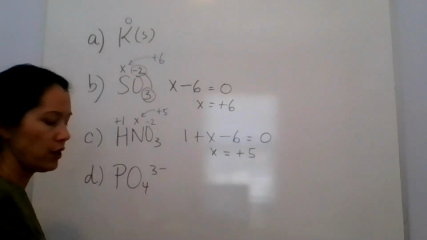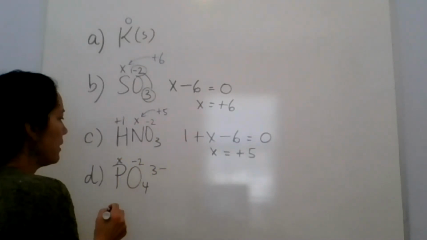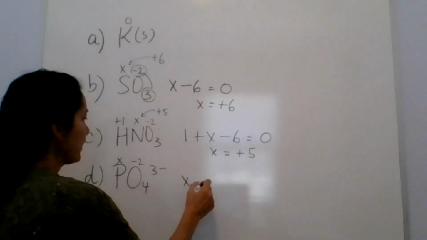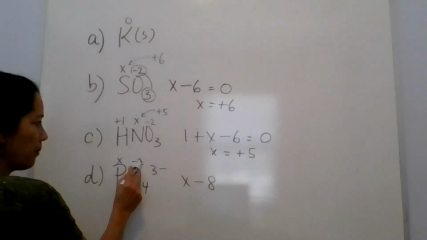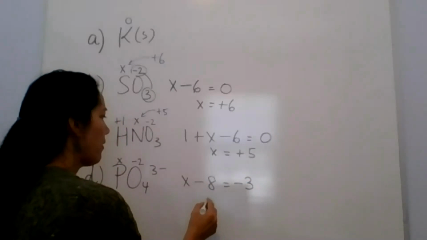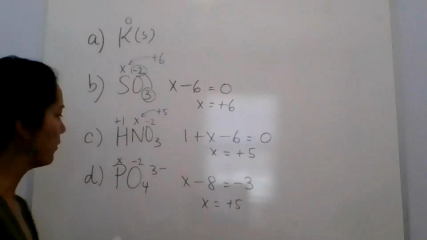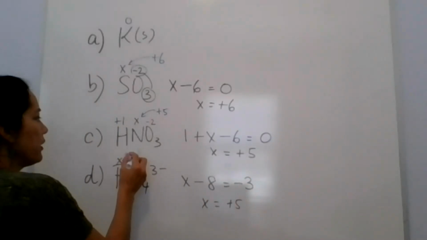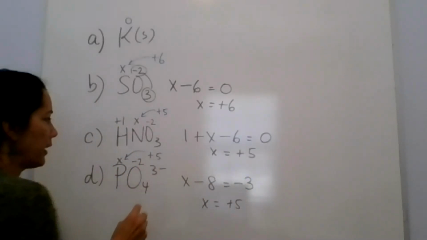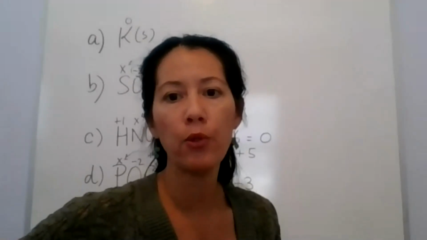So I know that O is -2. I'm going to let P be X, and they're all going to add up to -3. So X minus 8, because -2 times 4 equals -8, and then X equals plus 5. So for these sorts like nitrogen, phosphorus, you cannot ever be sure what they are. You have to do this method to figure it out, because they could be a variety of numbers depending on how they're reacting.